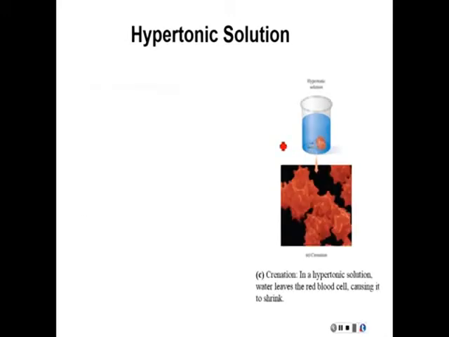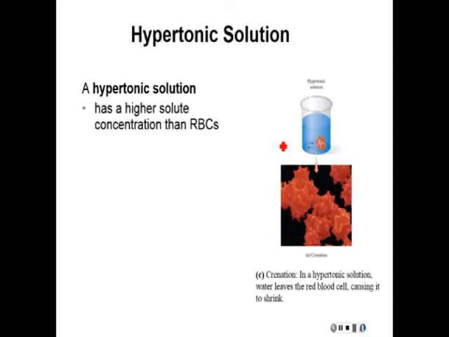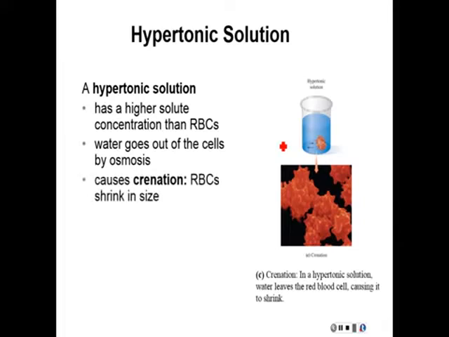And then we have the opposite, which is hypertonic, where you have a solution concentration that's greater. In this case, the cells are going to shrink, and that's called crenation. Water goes out of the cells by osmosis, and we get crenation. Both of these conditions, crenation or hemolysis, of course, are bad.